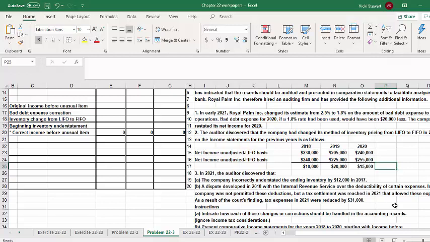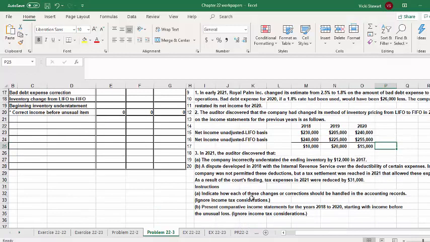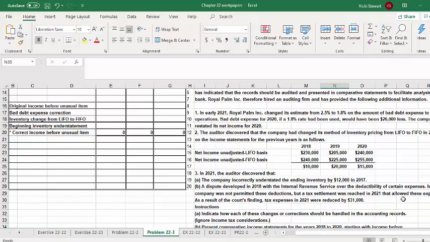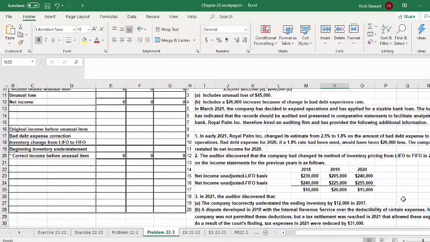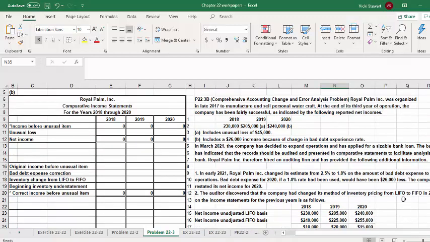So the instructions state in Part A to first indicate how each of these changes or corrections should be handled in the accounting records, and in B to present comparative income statements for the years 2018 to 2020, starting with income before the unusual loss. So I'm going to go ahead and start on the comparative statements, and then we will go through each one of these different situations and discuss how they should be handled.